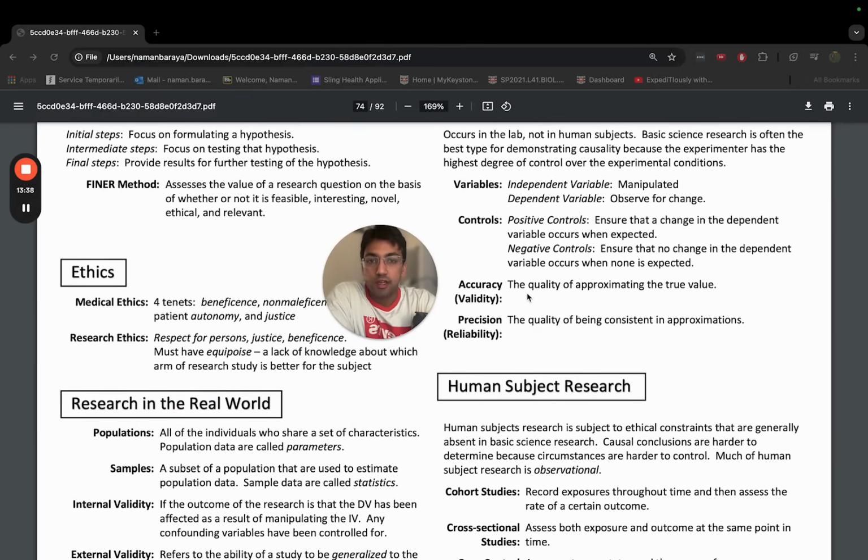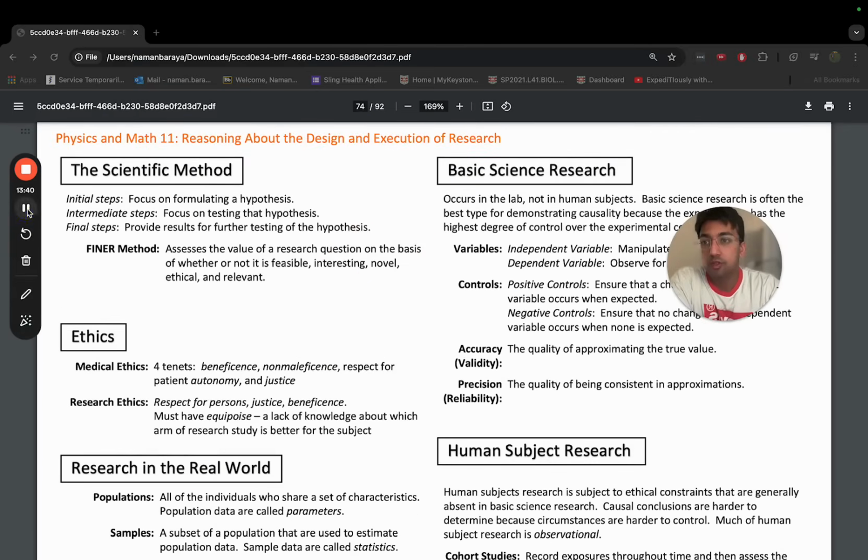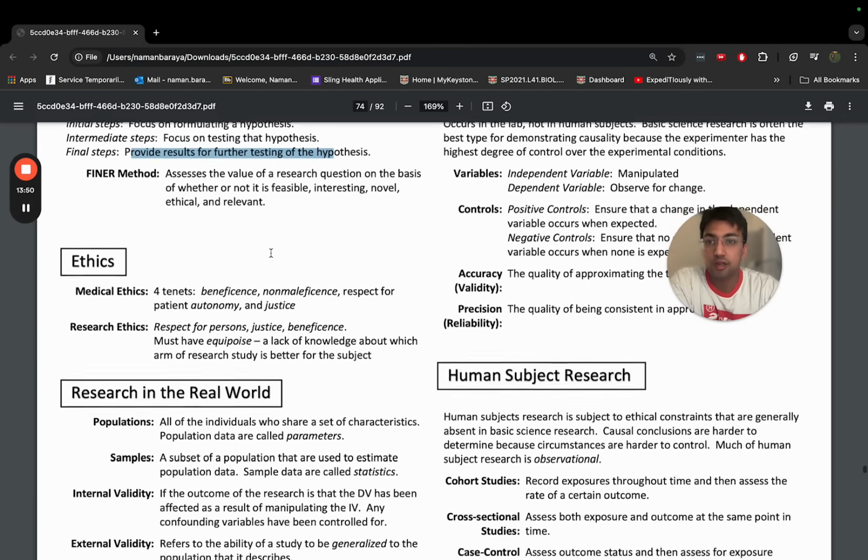Okay, again, we'll go quickly through this. So the scientific method you've learned ad nauseam several times. You know that you have to formulate a hypothesis, test that hypothesis, and then provide results for further testing.